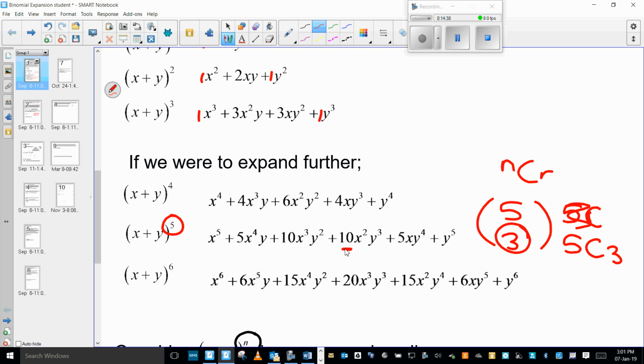If we wanted to find this number here, what would we be typing in? What's the top number? 6. And then what would the bottom number be? Remember, this is 0. So we would be typing into our calculator 6C5. And hopefully we're going to get these answers in a second.